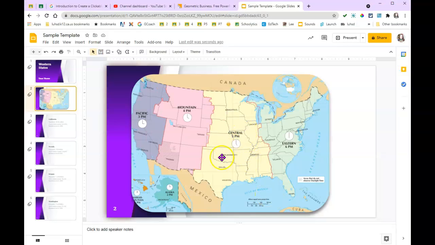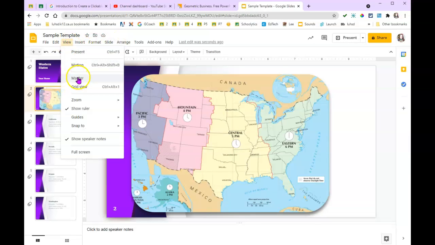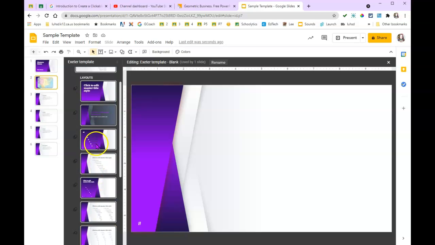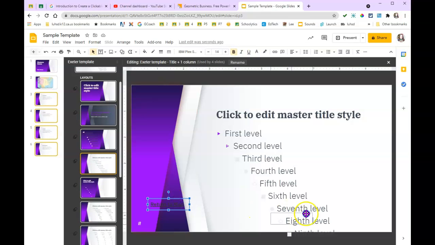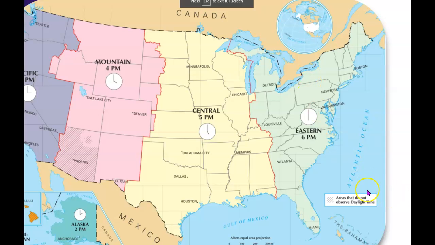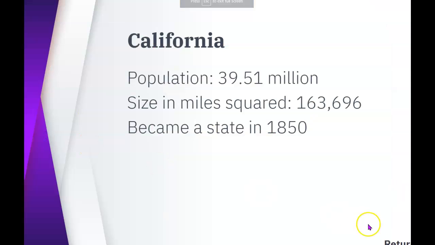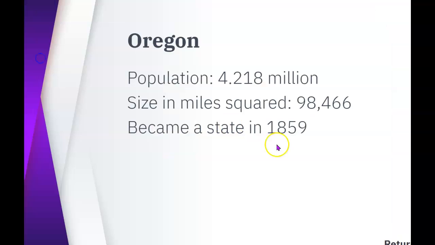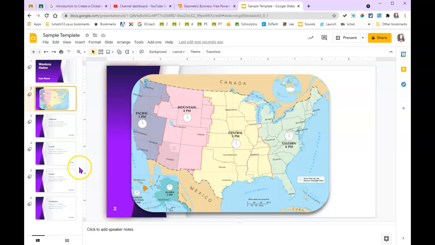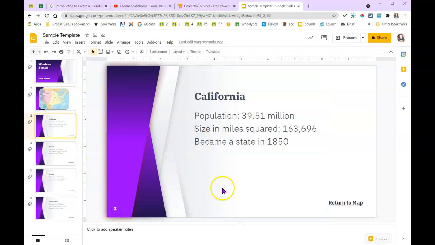So I'm going to escape out of the presentation. View. Master. And I'm going to move this over here so people can actually find the button. So one more time, closing the master. Back to present. So I'm on California. Now there's the button to return to map. Oregon, return to map.